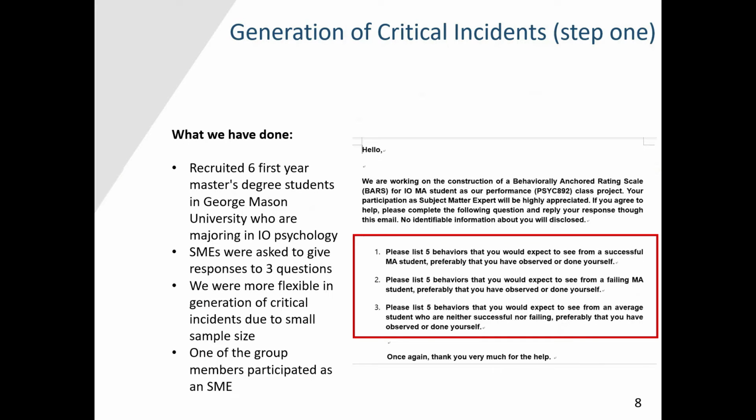For step 1, we recruited 6 first-year MA students in George Mason University who are majoring in IO psychology. And the SMEs were asked to give responses to 3 questions. We asked them to list 5 behaviors that they would expect to see from a successful, failing, or average student, preferably that they have observed or done themselves. We used the term preferably because we were being flexible in generating the critical incidents due to small sample size. And one of our group members participated as an SME.